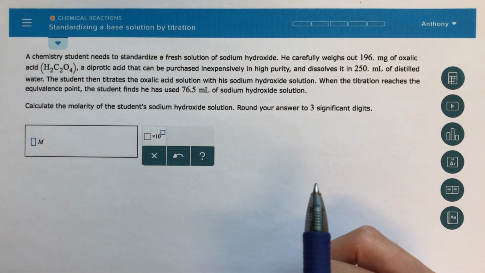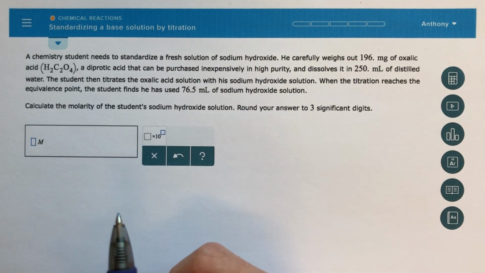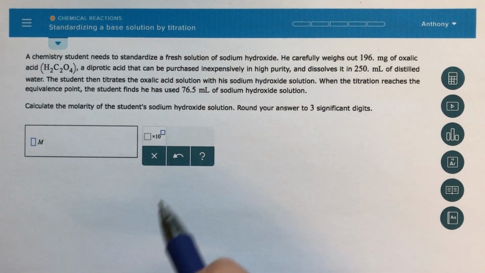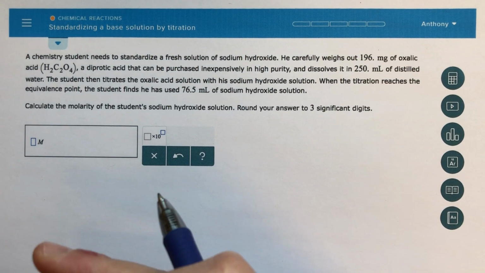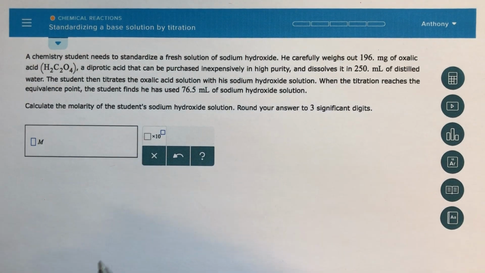So this is an ALEKS topic that's called Standardizing a Base Solution by Titration. And I think this is a great review type topic, or another way to say that would be a topic that puts together a lot of great information that we should have a good grasp of as we move into the next chemistry series. So in this question, there's a lot of information.